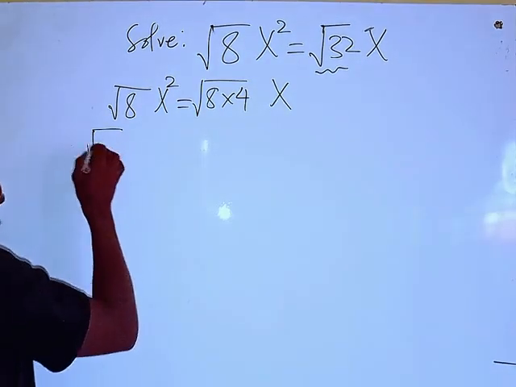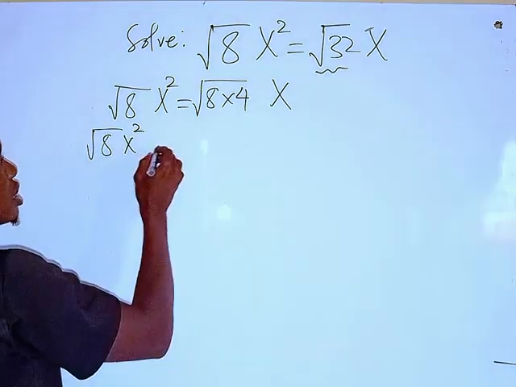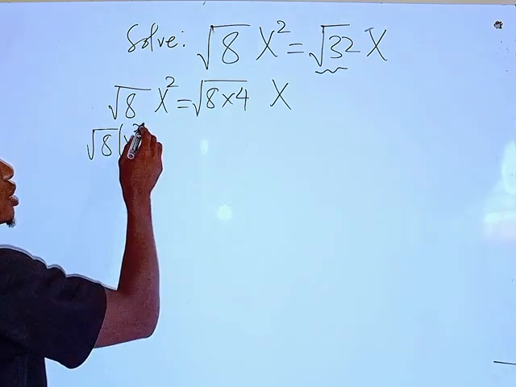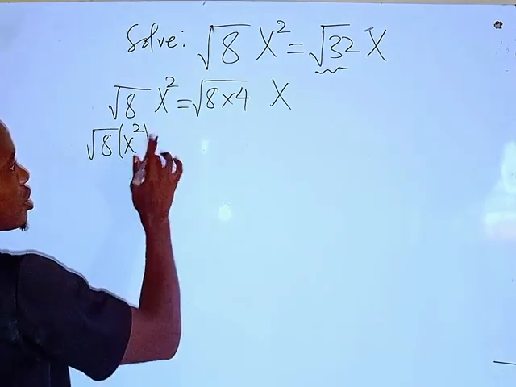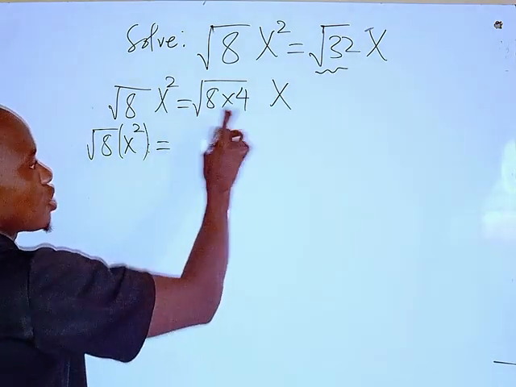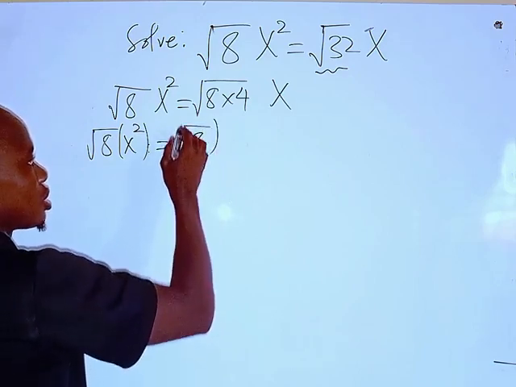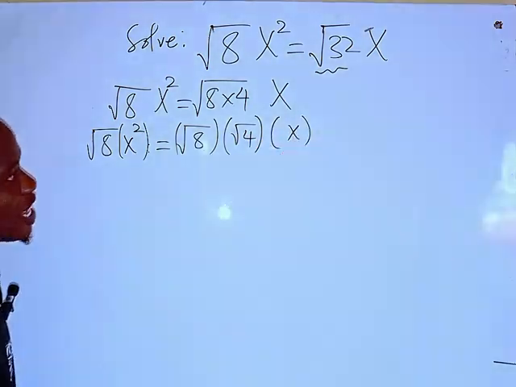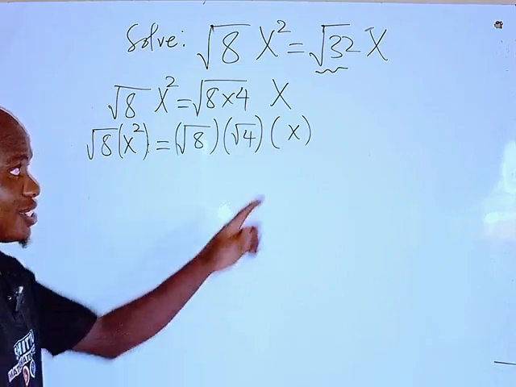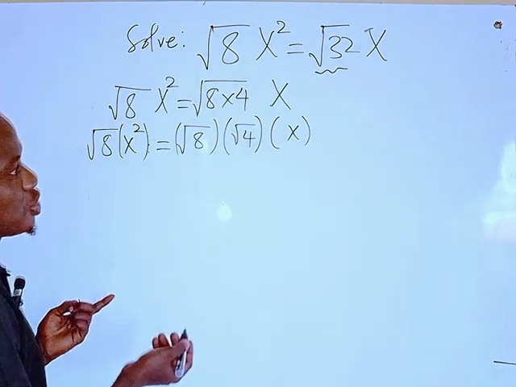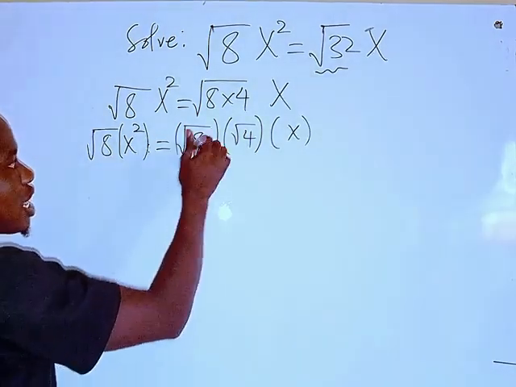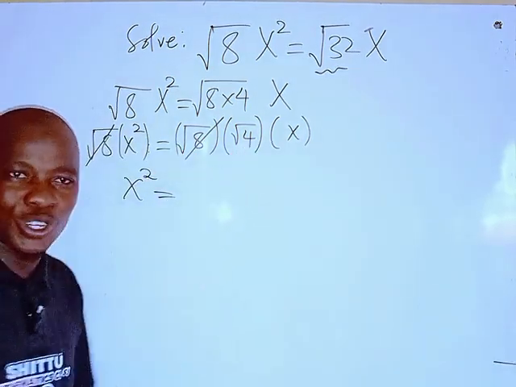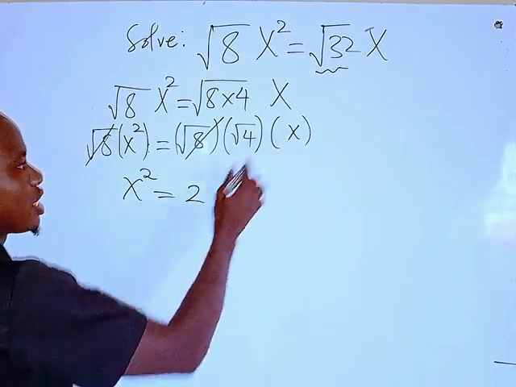Now, we have root 8, then x squared equals, and from here, this is multiplication in between them. Take note of that. Equals, now I can split this also to be root 8 multiplying root 4, multiplying x. So that you know it is multiplication between all of them. So now what can we do? We can see that this root 8 can cancel this root 8 here. I have x squared equals, and what's the square root of 4? That is 2, multiplying x.